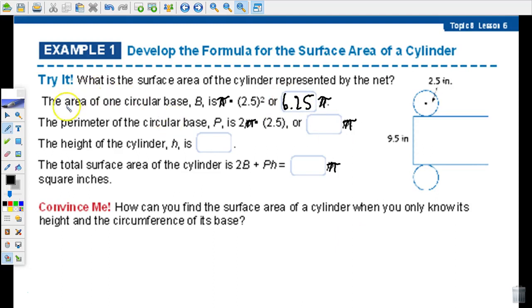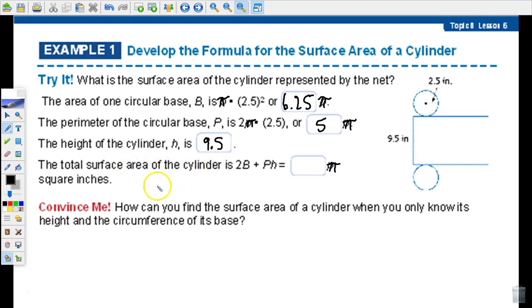Okay. Now the perimeter of the circular base is 2 pi r. So we're going to do 2 times 2.5, and we get 5 pi. We're not multiplying by pi yet. So the height of the cylinder is right here. So 9.5.